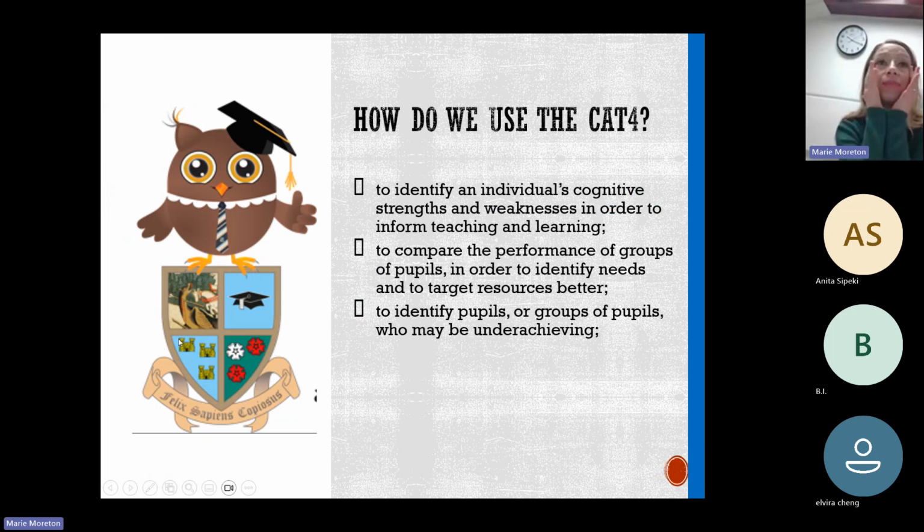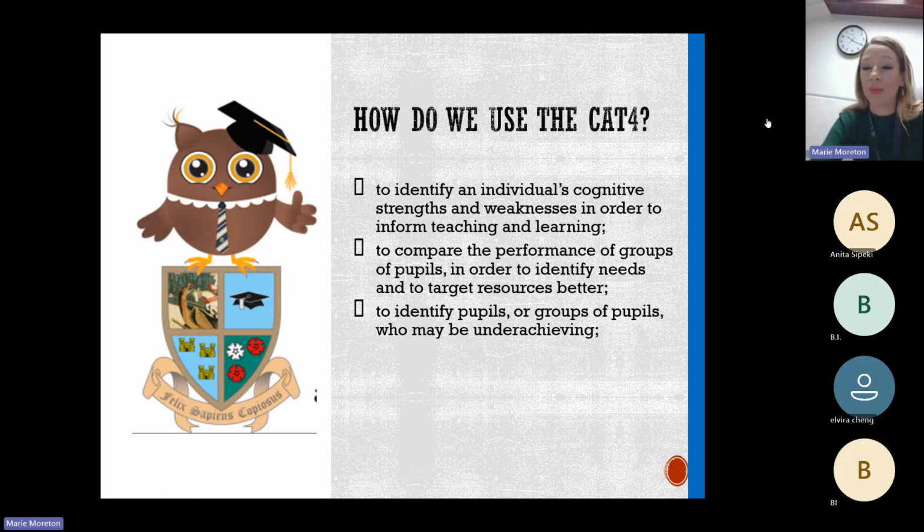There are actually some verbal ones as well, which I might be able to show you in a minute as well. So how do we use the CAT4? It's really to look at a child's strengths and their weaknesses, and it gives us an idea of how the children are going to learn well and what strategies we could use to help the children learn really well.